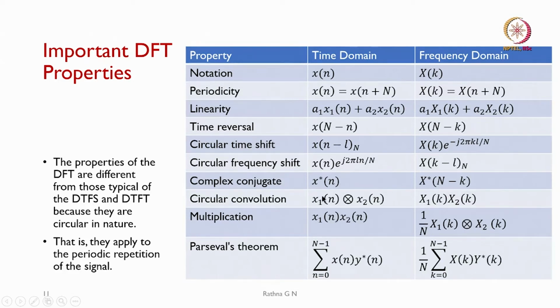If we do circular convolution in the time domain, it becomes circular multiplication in the frequency domain: X1(k) times X2(k). Multiplication in the time domain becomes circular convolution divided by the scaling factor 1/N. We also know Parseval's theorem: the sum of x1(n) times y conjugate of n in the time domain is represented as 1/N times the sum for k equal to 0 to N minus 1 of X(k) times Y conjugate of k.